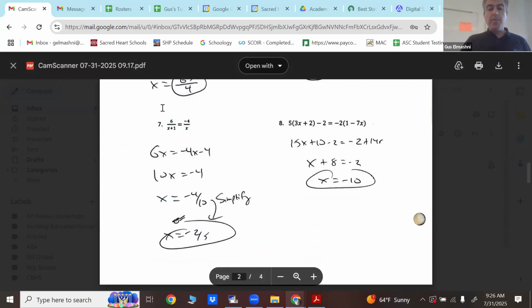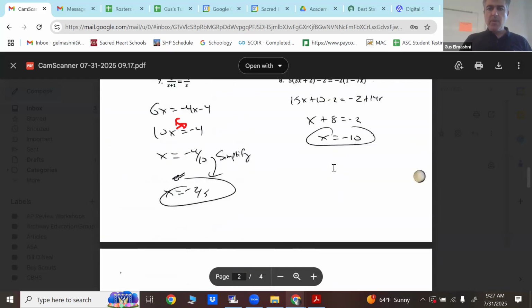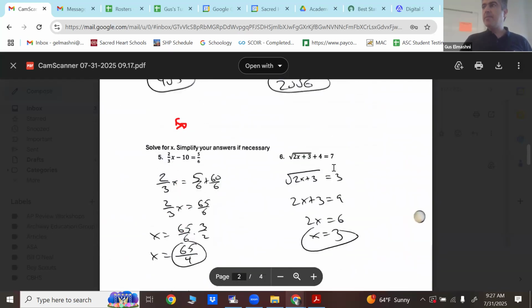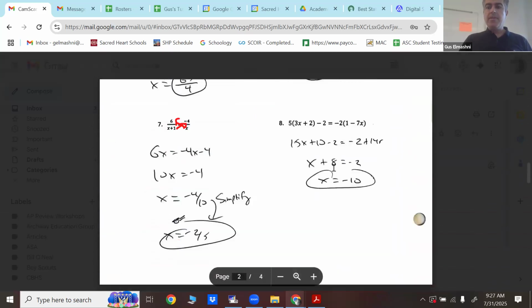cross multiply. When you have exactly one fraction on each side, you can multiply this to this and this to this. So you get negative 4x minus 4 equals 6x, work it all out, you get negative 2/5. For 8, distribute, combine like terms, should be fine. No problem there. And yeah, that's good there. Questions about 5, 6, 7, 8? No, okay.